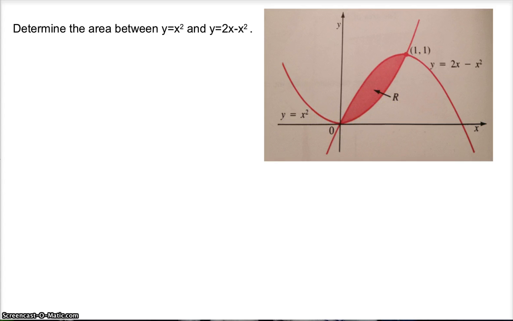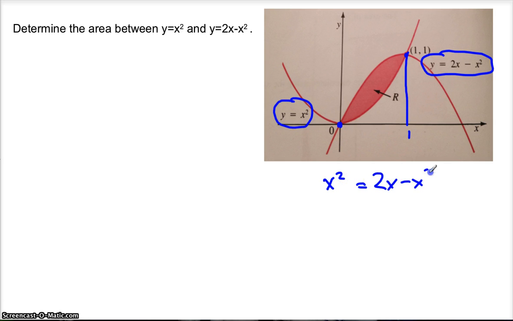Now you don't know the left and right bounds, although from the picture it's obvious. The left bound is 0, and the right bound is 1. But that's because I gave you the diagram. Now, if you don't have a diagram, you have to figure out where these two curves intersect. So where do they intersect? Well, we have a system of equations here. We set them equal to each other. x squared equals 2x minus x squared.